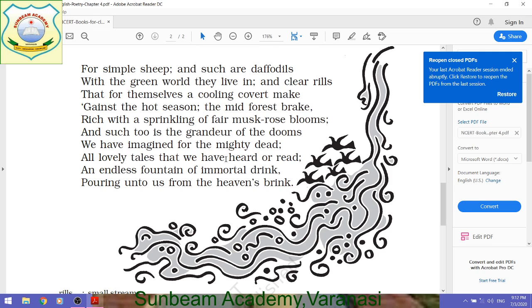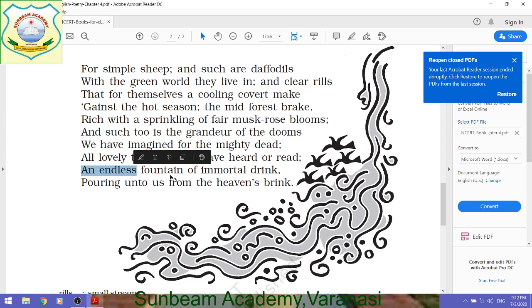So all the lovely tales that we have heard or read are great things. But even so, the poet says that the things of beauty present in nature are even more lovely, more beautiful than the tales we have heard or read. And now the last two lines are very important, students.